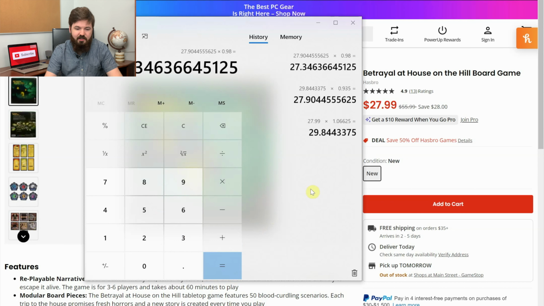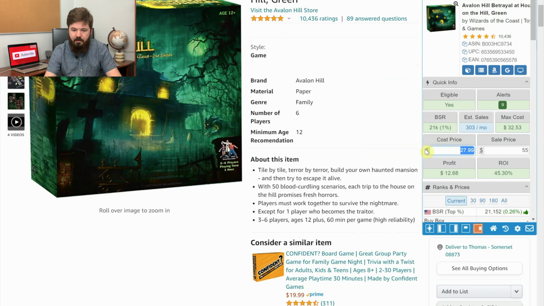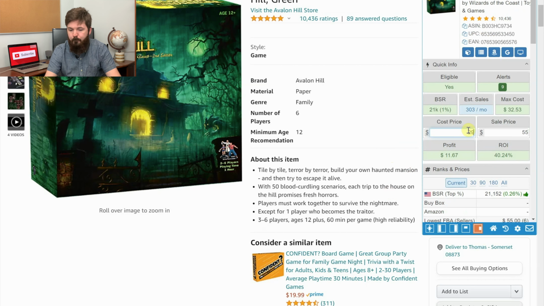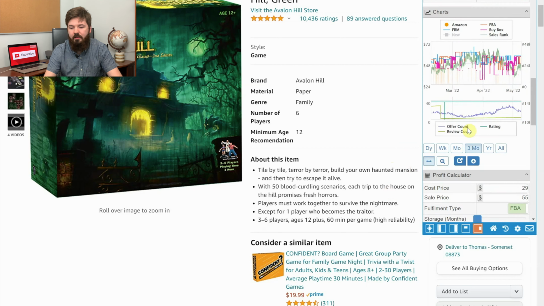If I had to guess, this is a little bit of a heavier item because it is a board game. Let's go over to Amazon. I'm going to put the cost price at $29 to account for shipping charges. And you can see I'm making about $11 each, or about 40% ROI. Now you can see this thing does have 300 sales a month, but you have to factor in there are other sellers on the listing.